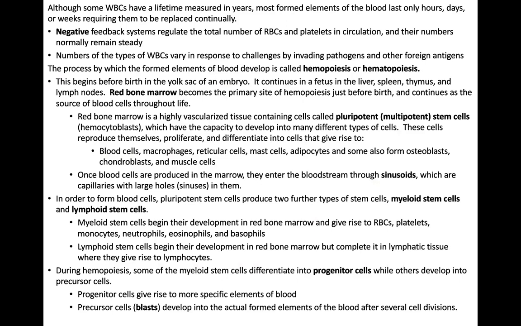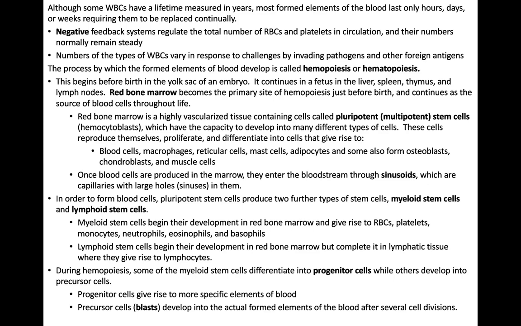continually replace them. A negative feedback is going to help regulate the total number of red blood cells and platelets in our circulation, and therefore will hopefully keep their numbers typically steady, where there's not going to be too much of a fluctuation, although that does occur from time to time, which is very different than what we see for white blood cells, because the number of those will vary in response to challenges by invading pathogens and other foreign antigens.